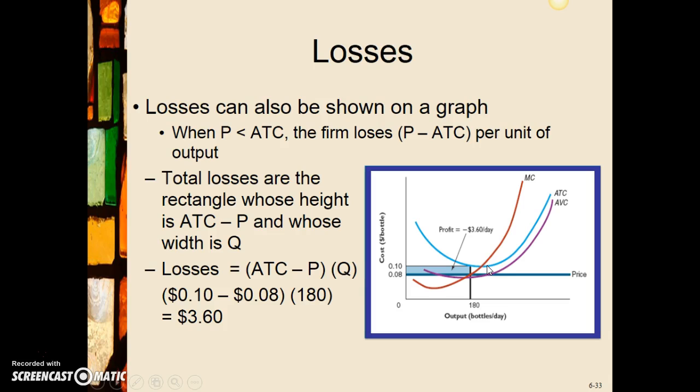So hopefully this little lesson helped you understand how we get these curves and then how we can use these curves to understand profit, losses, and where the firm will shut down or not.